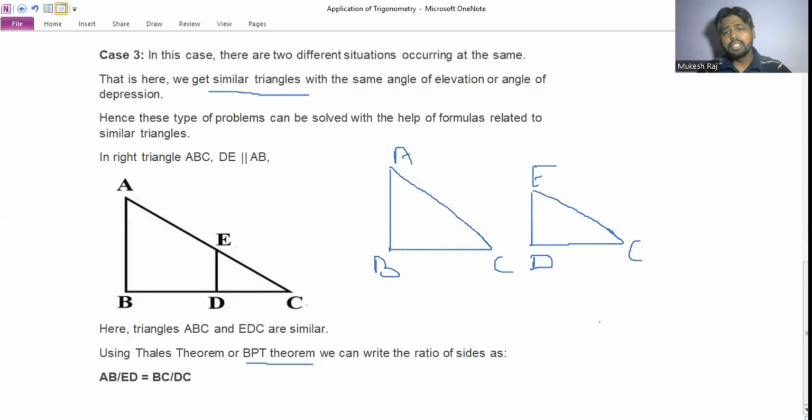So friends, these are the three different cases which are supposed to be considered while solving the problems of the application of trigonometry, particularly in the case of height and distance. So hope this concept again will add to your knowledge and enhance your problem solving skills, which again will be reflected in your results and the score that you are going to gain in your exams.